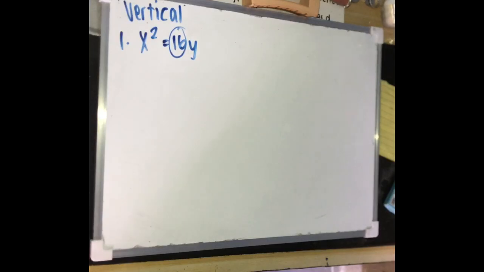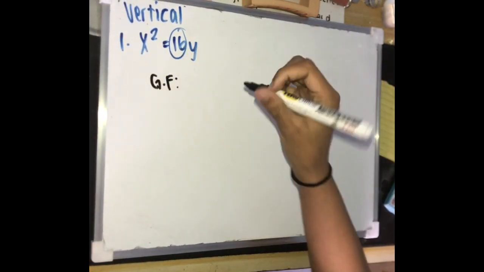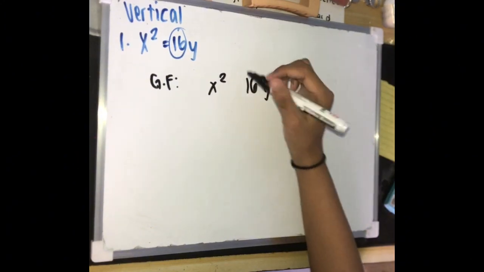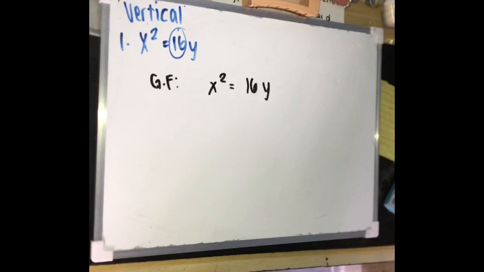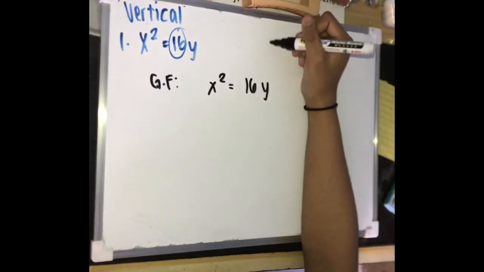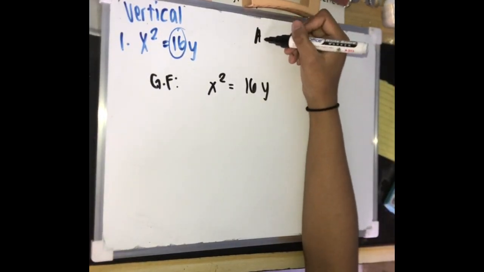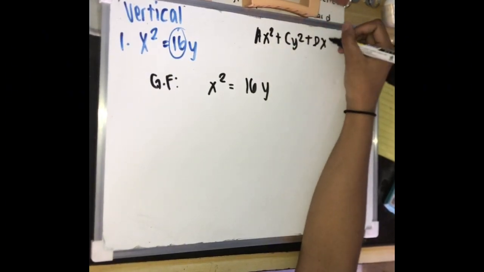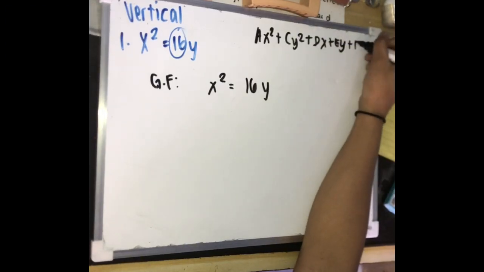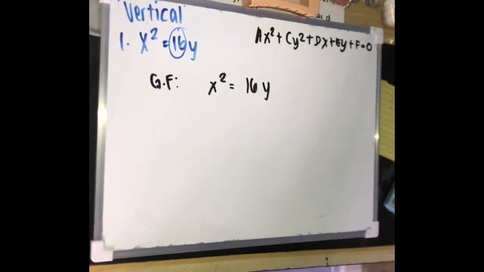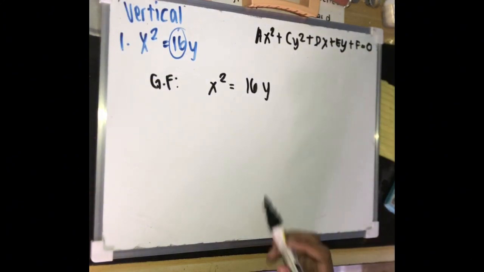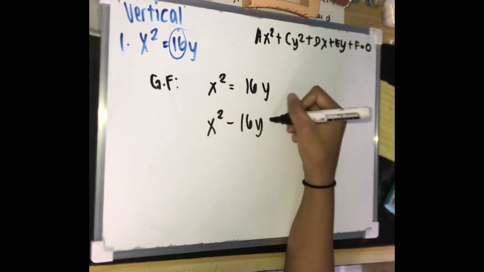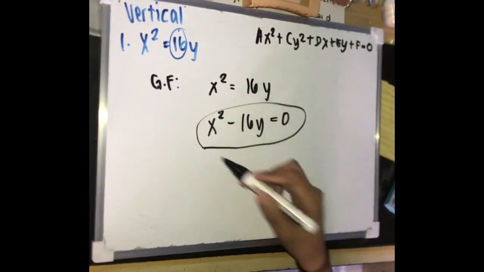To solve for the general form, we will write down the given. So, ayan. Since naka-base na po siya sa formula natin na ax squared plus c squared. So, ayan. Ang magiging ano po natin dyan is, ipapasok lang natin si 16 sa loob. So, magiging ganito po yung answer. So, ganyan. Ayan na po yung mismong general form natin.